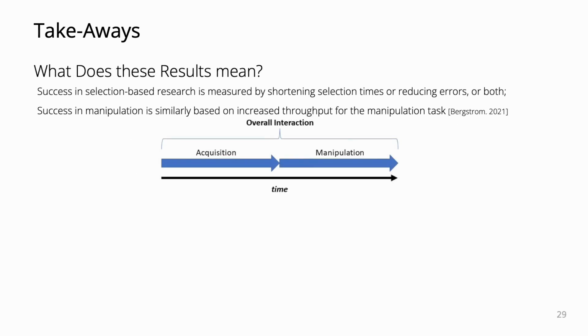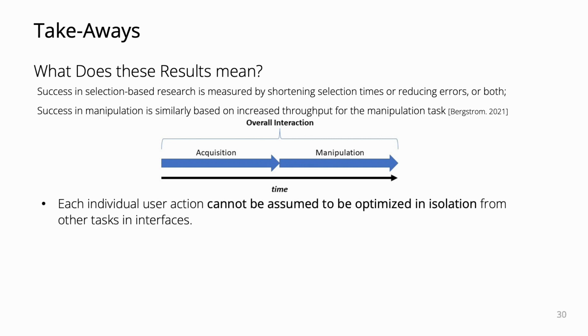So, what do these results mean? Let's look back at Bergstrom's work. The assumption that underlies this success metric in measuring user performance in VR is that each individual user action can be optimized in isolation from other tasks in the interface. But our results argue that this assumption cannot be made. If different manipulation impacts the time taken for preceding selection, then measuring only the manipulation may overestimate or underestimate benefits of a novel interaction technique in a VR environment.